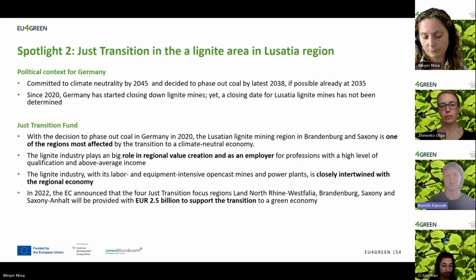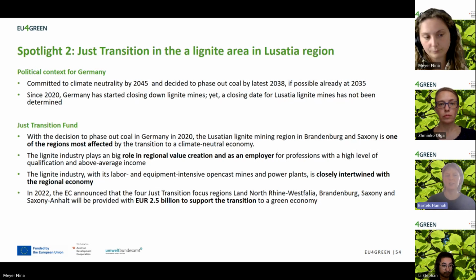So how does the Just Transition Fund come in to support the just transition in this region? With the phase-out decision in Germany, we see that the Lusatian lignite mining region in Brandenburg and Saxony is actually one of the regions most affected by the transition towards a climate neutral economy. That is so because the lignite industry plays a very big role in regional value creation, but also as an employer for professions in particular with high levels of qualification and to some extent also above average incomes.